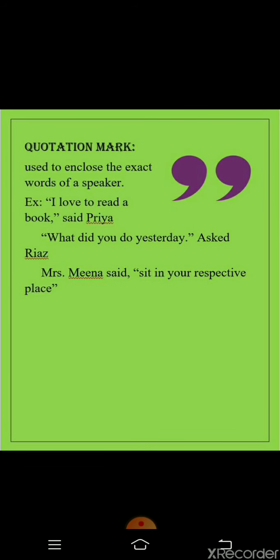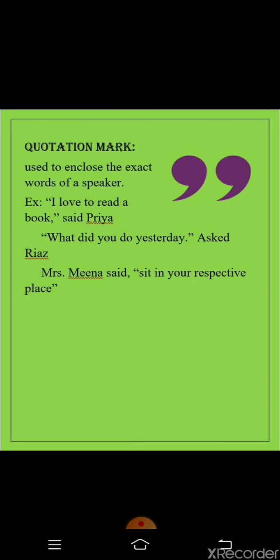So the next punctuation mark is quotation mark. Okay, these quotation marks are used to enclose the exact words of the speaker. If someone is telling something, to mark the exact words or to tell the exact words, we put it into quotations. For example, "I love to read a book," said Priya. So what did Priya say? She said that she loved to read the book. So the statement which she said is put in quotations, okay, in double quotes.